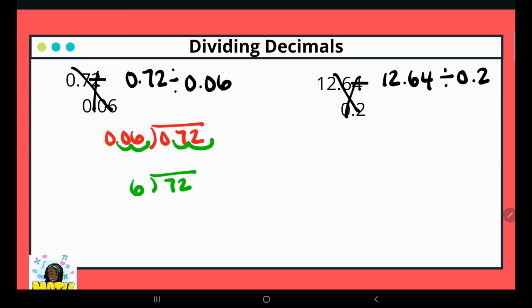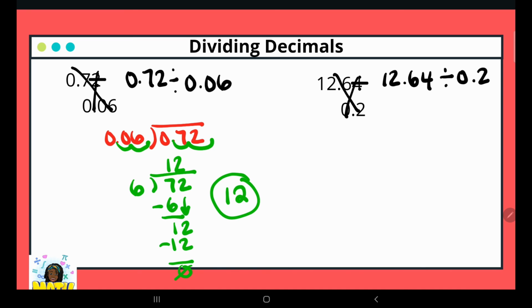6 goes into 7 once. 1 times 6 is 6. We subtract. 7 minus 6 is 1. Bring down the 2. 6 goes into 12 twice. 2 times 6 is 12. And there is no remainder. So 0.72 divided by 0.06 is equal to 12. Here we don't need to put the decimal places back in.